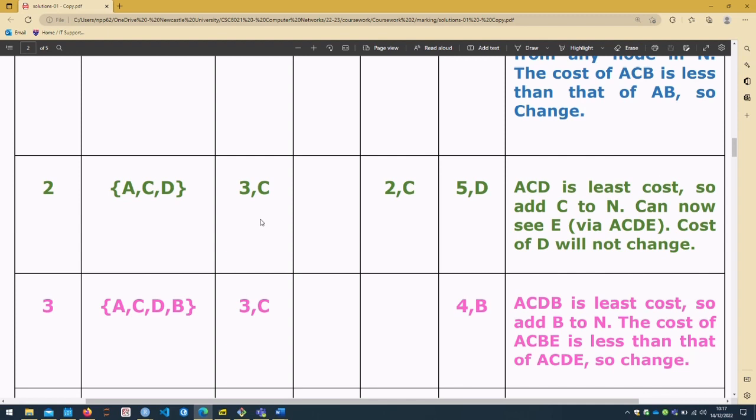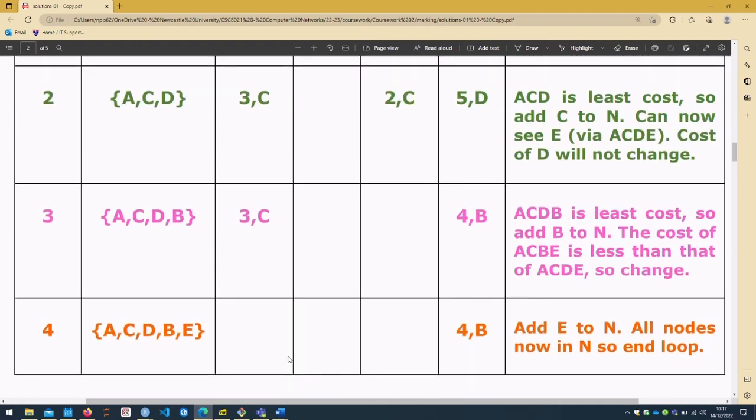and we've seen that actually arriving at E via B is less expensive or less costly than via D. So we update our cost to E, total cost of 4 via B, and in the last step we add E to our list of nodes and nothing else really changes. So all nodes are now in N, so we finish our loop there.